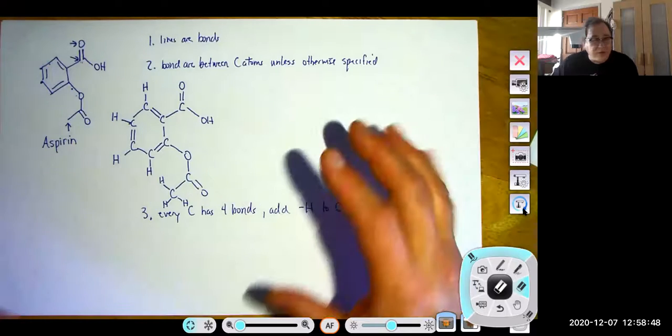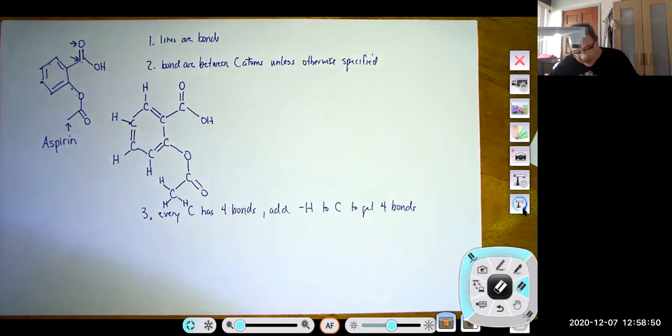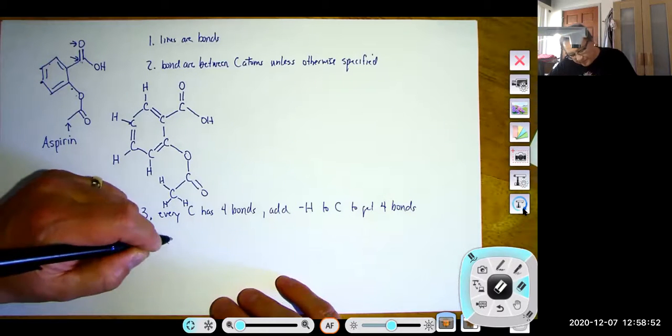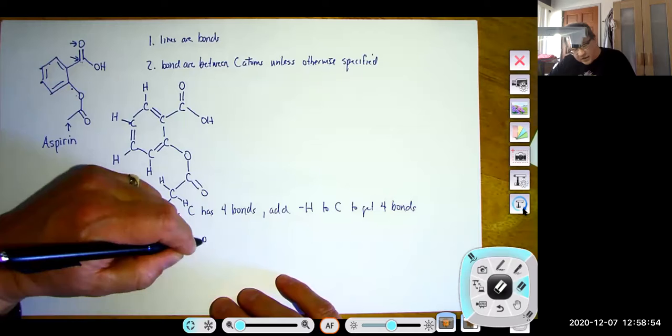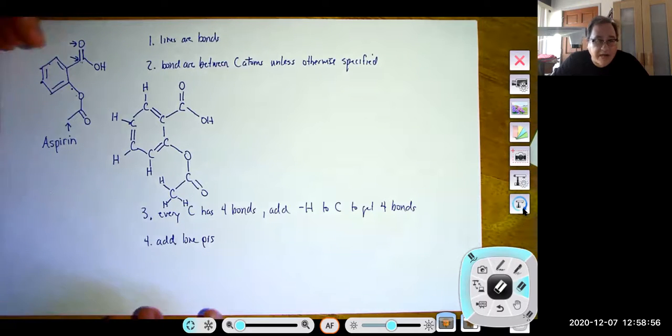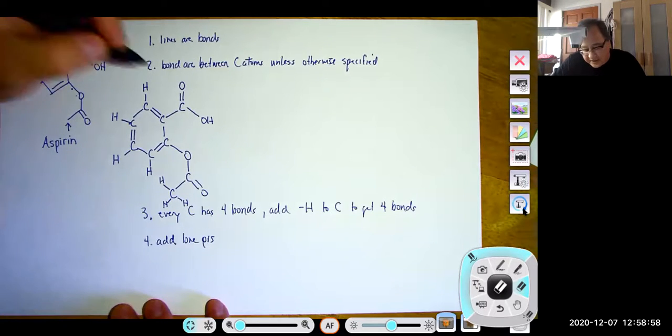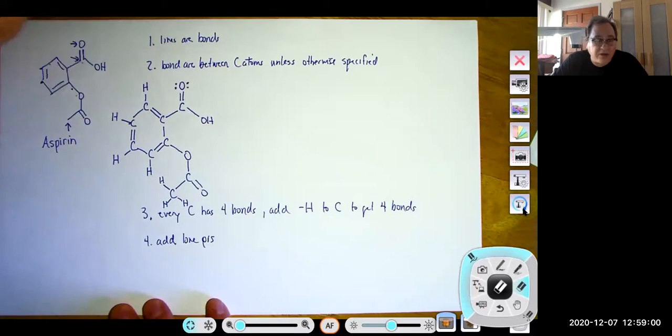Now we have to do a little bit more to this. We want to add lone pairs. Now, where do we add lone pairs to? We add lone pairs to atoms so that you can get an octet. So do you see why I added 2 lone pairs to that oxygen? So we can have 8 electrons there.